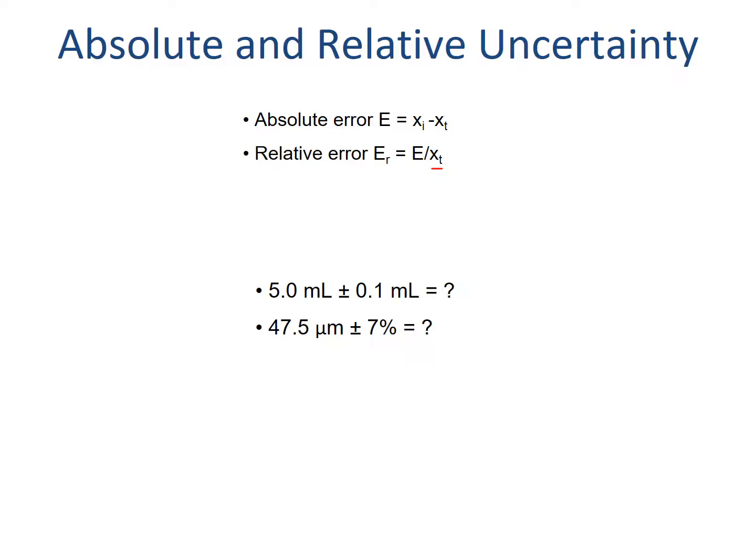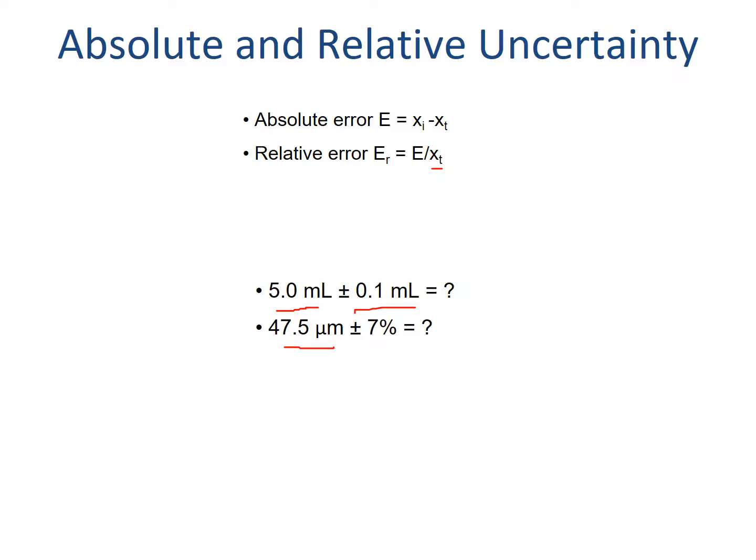We can now use those to report an expected range for our value. So we might say this is our accepted value, but we know that we have some error in that value, so we're going to say it's 5.0 mils within 0.1 mils. That would be a metric reporting absolute error, because notice the units are the same, 5.0 mils here, 0.1 mils here. We could also report errors in a relative sense.